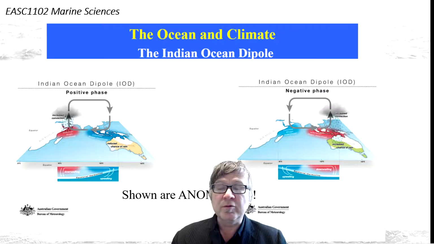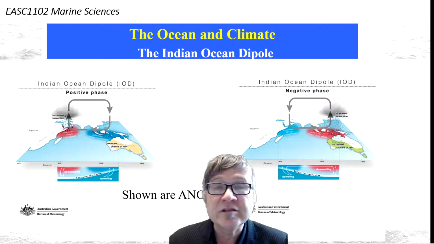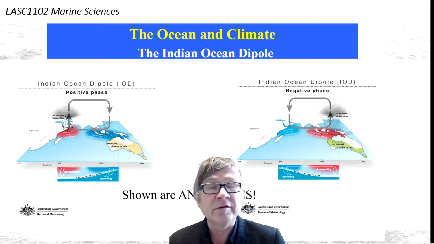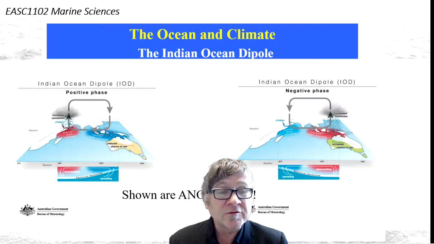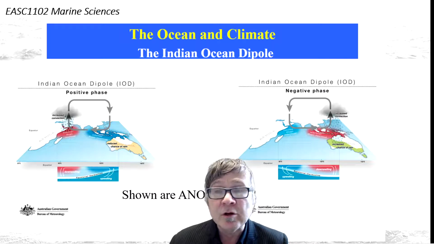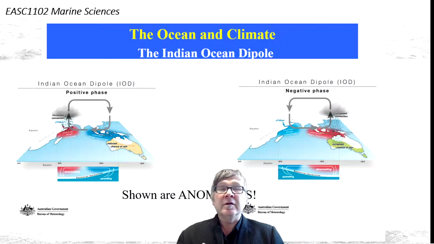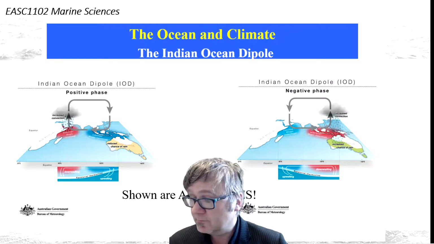Okay, Indian Ocean Dipole. And it's to do with variations of the monsoon. Okay, and you learned about the monsoon, and the negative phase in particular can lead to intense flooding. So it has a big influence on humans.